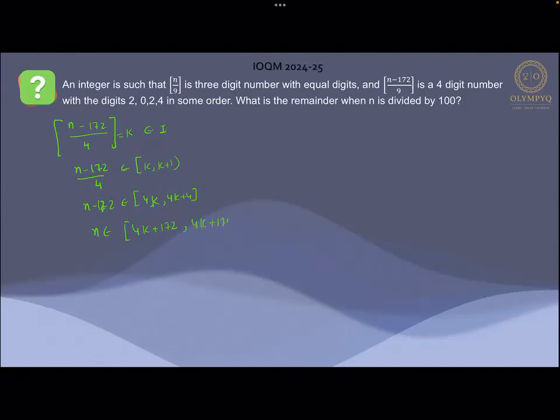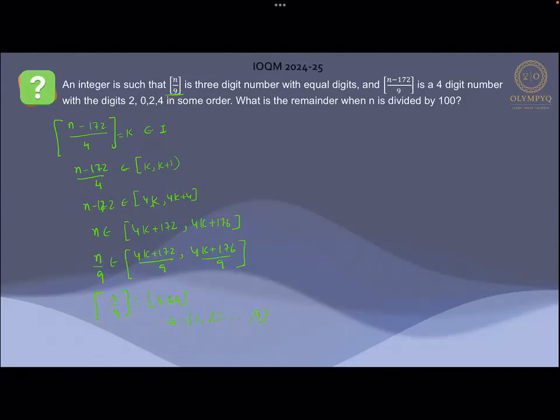Now once we have the interval for n, we can find the interval for n by 9. So n by 9 is going to lie in the interval (4k plus 172) divided by 9 to (4k plus 176) divided by 9. For floor of n by 9, they have mentioned that this is a 3-digit number with all digits equal. So we can write the greatest integer of n by 9 as aaa, where a is either 1, 2, 3 and so on till 9.